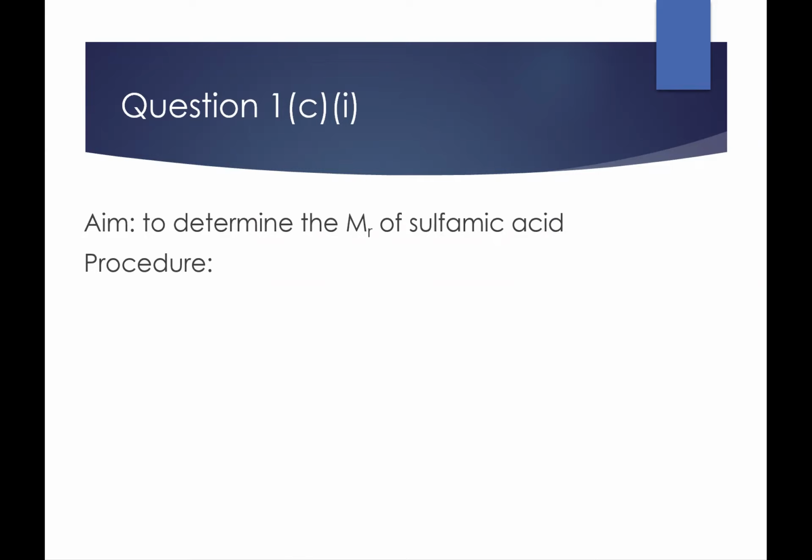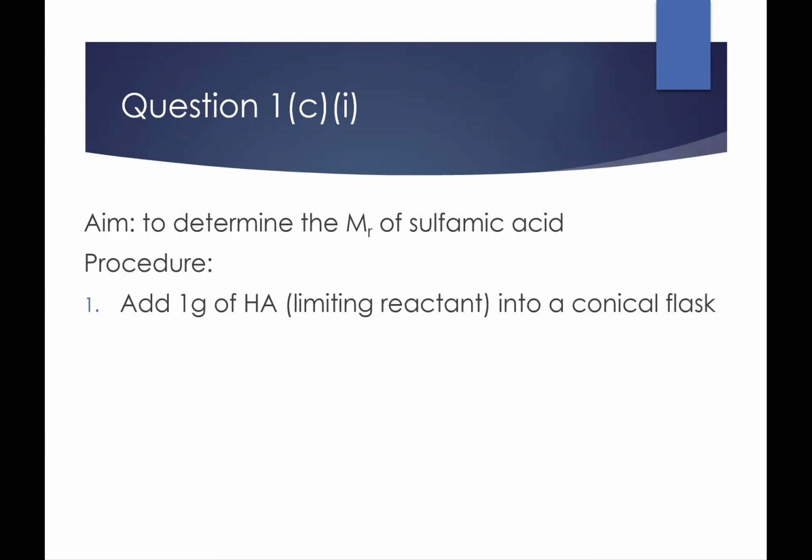So your procedure basically has to include the apparatus that you will use, the kind of measurements that you will take, as well as the explanation of how you use your results to determine the MR of this substance, okay? So first step, I'm deciding to use a particular mass, in this case, 1 gram of the HA, which is going to be the limiting reactant here.